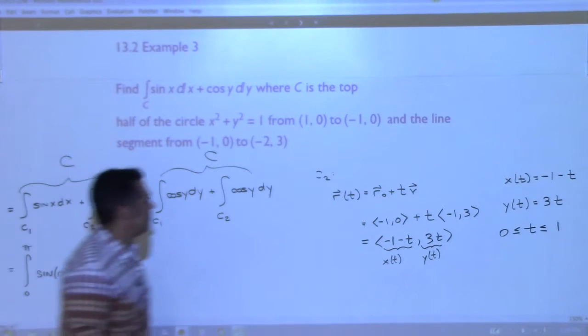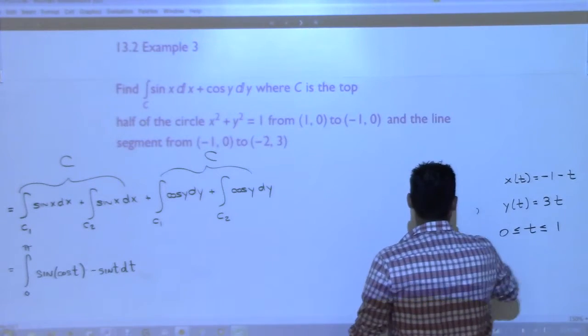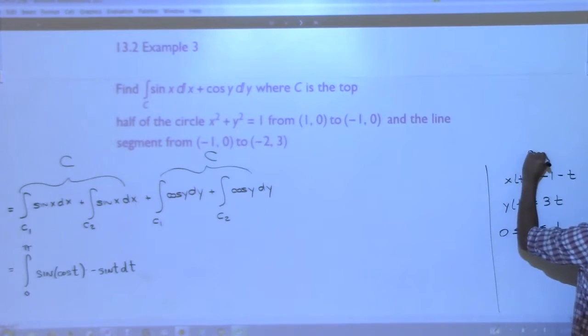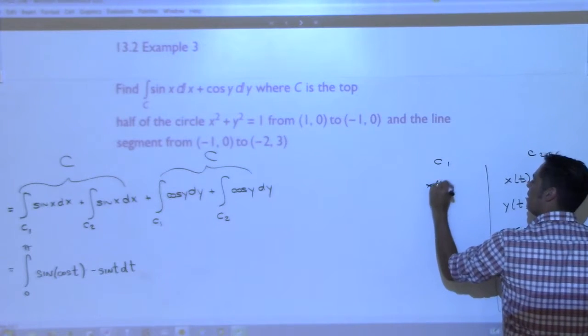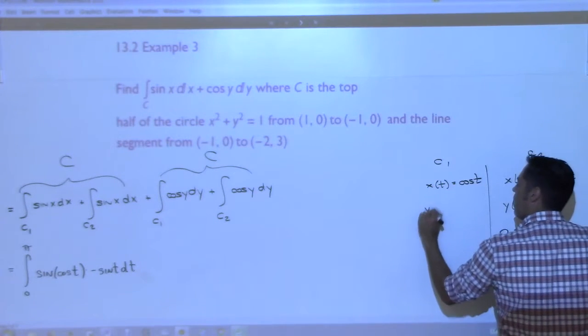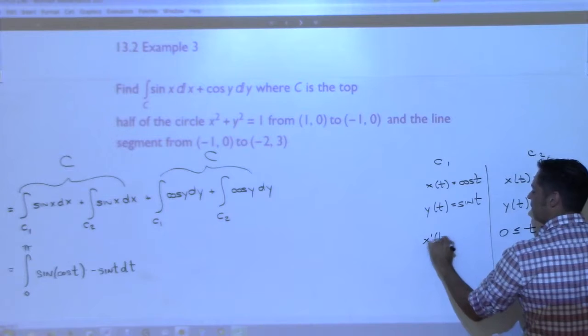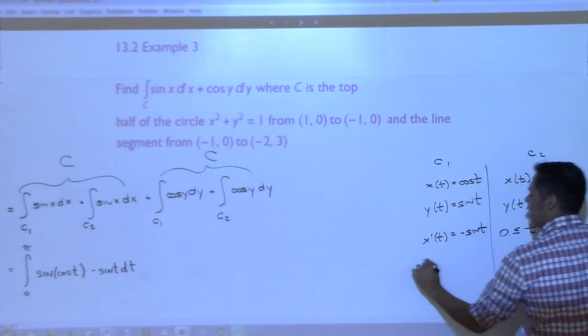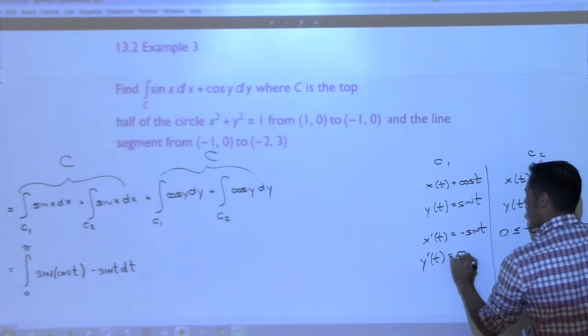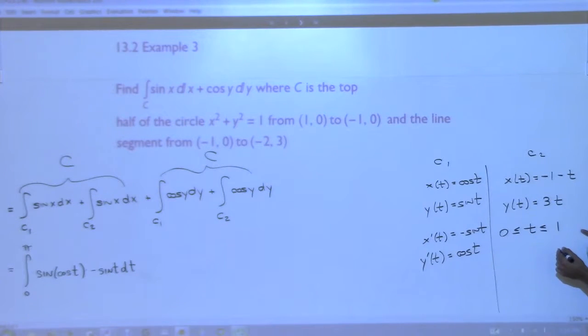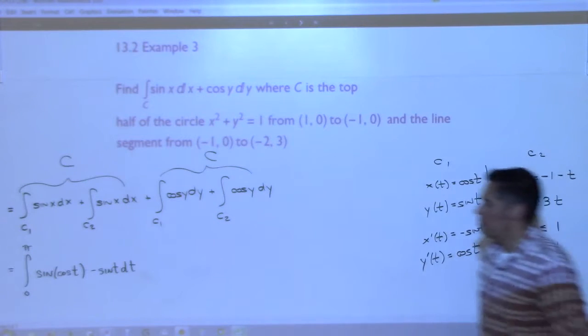We didn't write those down. Maybe I should write them over here just so we can have them. Okay, this was C2. C1 was x of t was cosine t. Y of t was sine t. We never got the derivatives, but the derivative of that's negative sine t, and then derivative of y is cosine t. And then over here, we're going to need them also, right? So the derivative of x here on C2 is just what? Because it's with respect to t, so negative 1, and then derivative of y with respect to t should just be 3, a constant. Okay. So everyone clear?